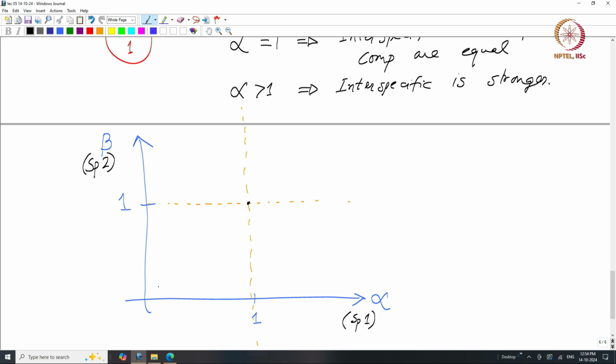The lower quadrangle, where alpha is less than 1 and beta is less than 1, means that for both the species intra-specific competition is dominant.